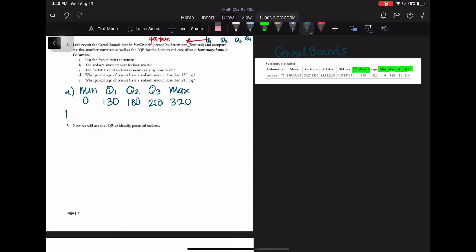Now, question B says, the sodium amounts vary by how much? They're asking what is the range here? And the data ranges from a maximum of 320 to a minimum of 0. So 320 minus 0 is equal to 320. That's how much the data vary by. The middle half of sodium amounts vary by how much? Well, now they're asking us for the middle half range, which is the IQR. That's Q3 minus Q1. So 210 minus 130 is equal to 80.